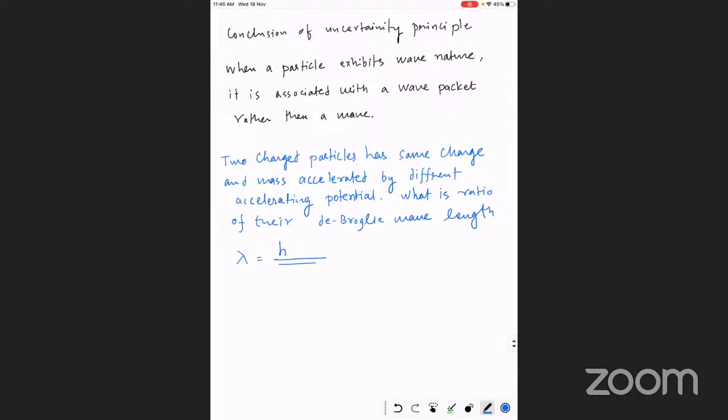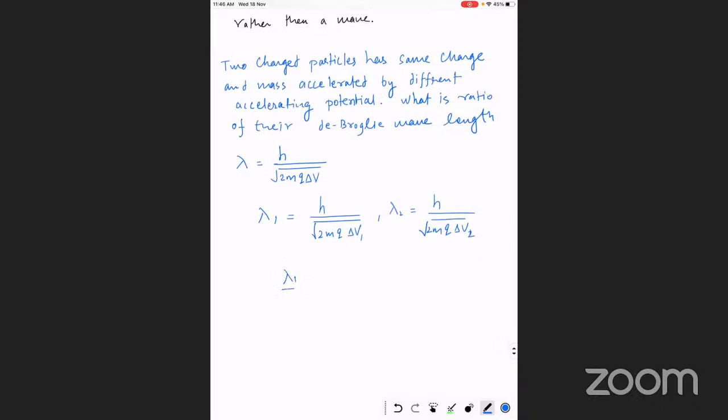Lambda is equal to h upon under root 2m q delta V. Am I right? So they have the same mass and charge, but different accelerating potential. Delta V1 for lambda 1, and for lambda 2, you will write h upon under root 2m q delta V2. Am I right? So when you divide lambda 1 by lambda 2, you will get under root delta V2 by delta V1. Can you handle these situations?